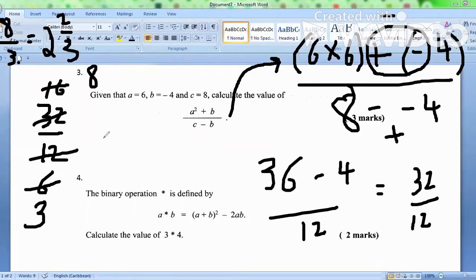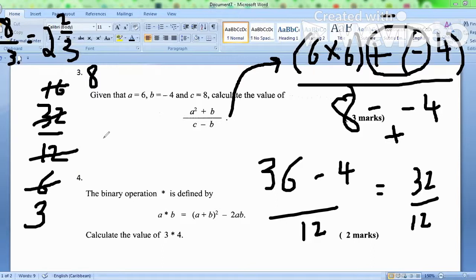Any questions? Yes, sir. Sir, suppose I use 6. You mean to reduce the fraction? Reduce the 6 and the 16.